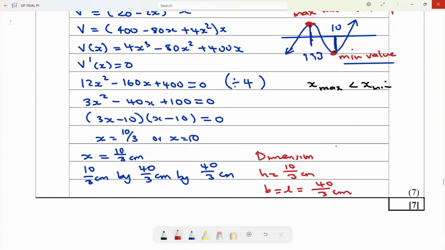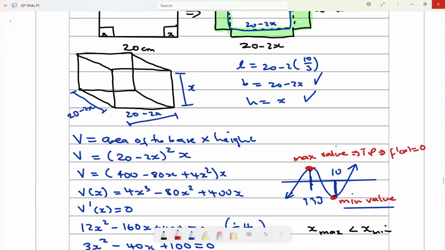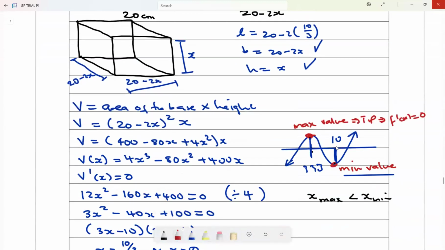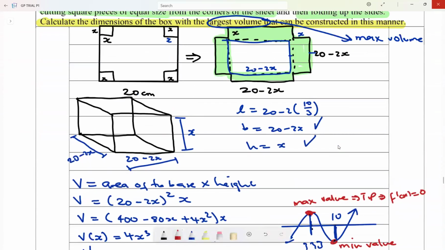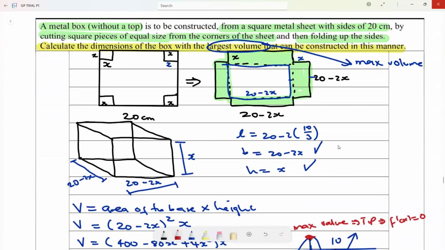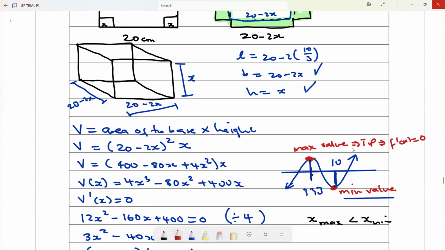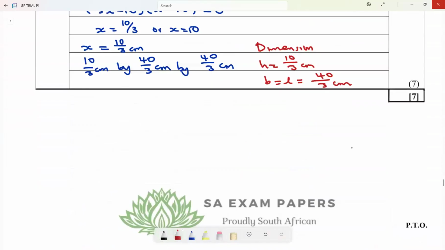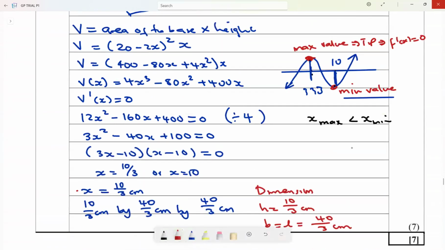I want to believe this question was now beautifully made. So these are the dimensions. But instead of saying the dimensions, they can say to you, determine the value of x, determine the largest volume. They can say calculate the largest volume that can be constructed. So when they say the largest volume, you will now substitute x is equal to 10 divided by 3 into your volume formula.